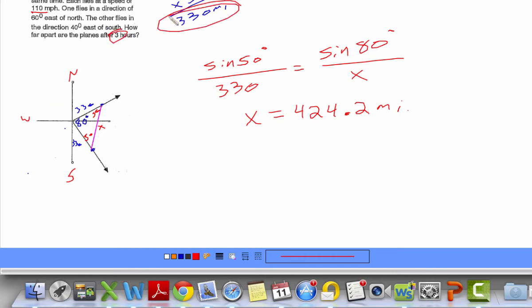So important thing here is 110 miles per hour, and they throw in this 3 hours. That gives you your distance of 330 miles since they're going the same speed. Recognizing that it's an isosceles triangle means that this is 50 degrees and this is 50 degrees, and now we can solve and get whatever we need.